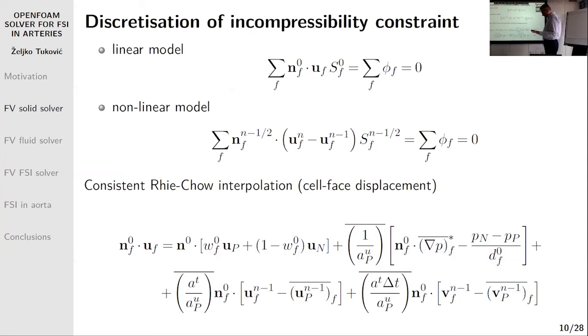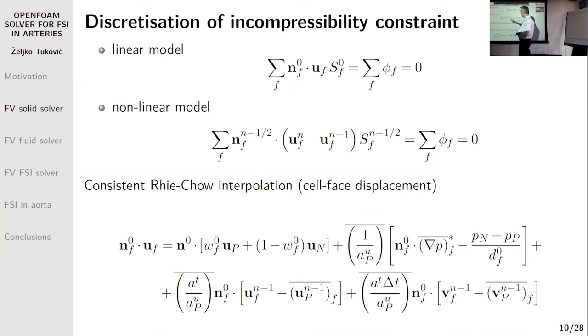So the second important component of this solid solver is the discretization of the incompressibility constraint. I use two approaches, one for the linear model and a second one for the non-linear material model. For the linear material model, the incompressibility constraint is discretized on the initial configuration. In the case of the non-linear model, the incompressibility constraint is discretized on the so-called mean configuration. This mean configuration is actually the configuration between the current and previous. And this is important to preserve volume after simulation, to have constant volume, so to reduce error in volume.